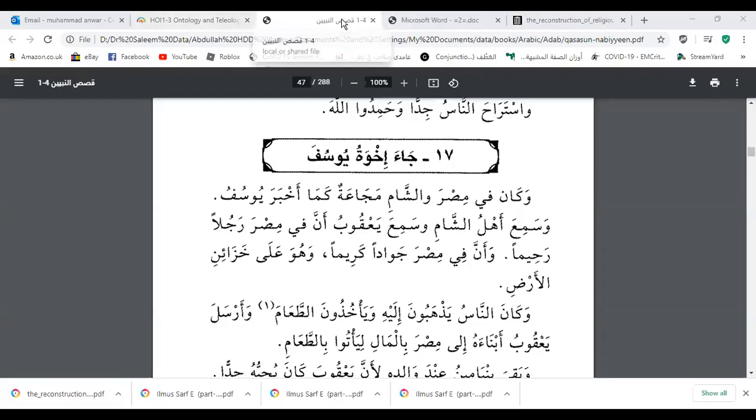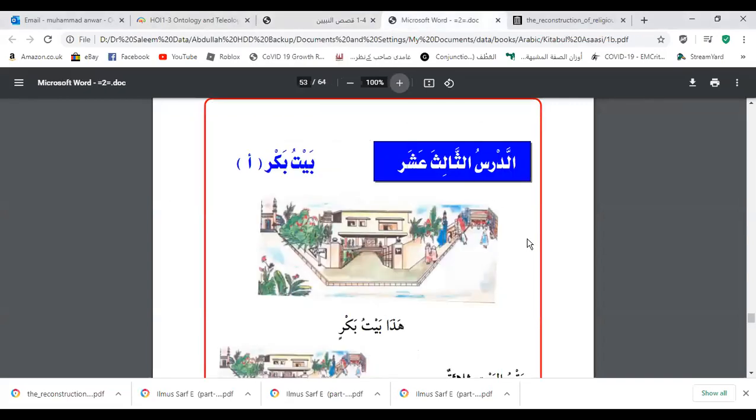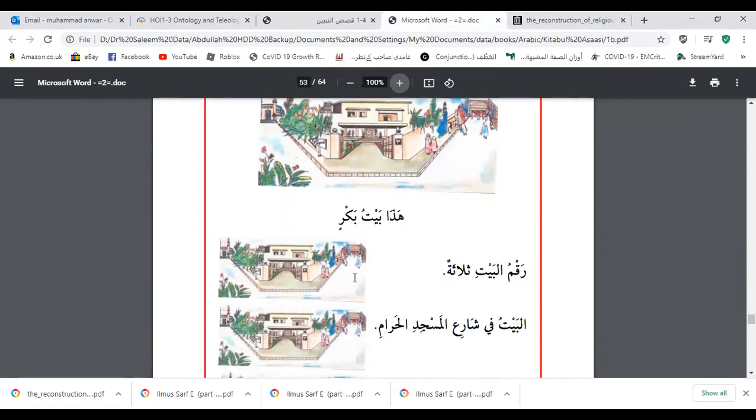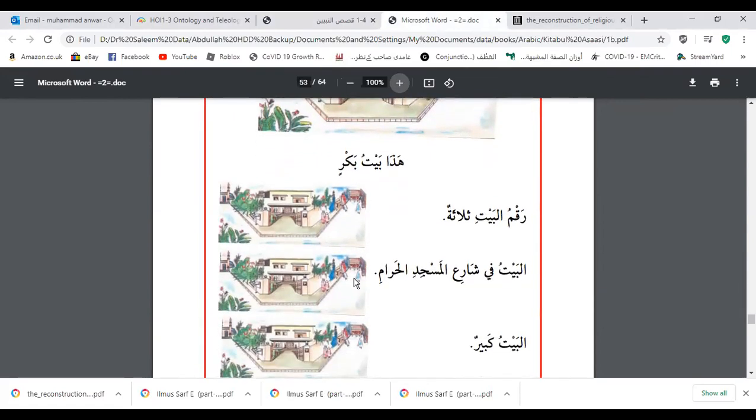Anyway, let's go to Kitab al-Asasi. Baytu Bakr. Ad-Darsu al-Thalith wa Ashar, 13th chapter lesson. Baytu Bakr, house of Bakr. Hada Baytu Bakrin, mudaf mudafilayhi. Hada mubtada, Baytu Bakrin, mudaf mudafilayhi becomes khabar. This is Bakr's house. Raqmul Bayti Thalatha. Again, mudaf mudafilayhi. Raqmul Bayti, the number of the house, is Thalathatun, three.